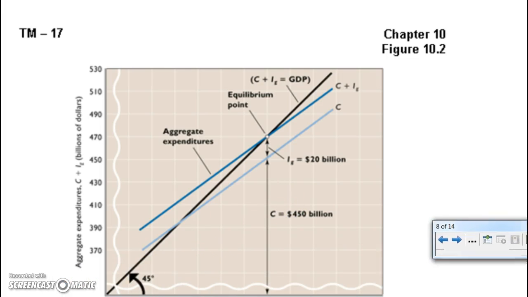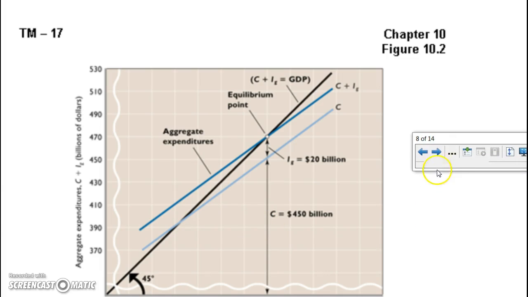Here you can see it, right? We had an initial equilibrium point here, but when we add an investment, it shifts the line up, and we get a much higher equilibrium point here because of the multiplier, right? $20 billion in additional investment causes $80 billion in additional GDP. So this graph is a nice way of depicting that.